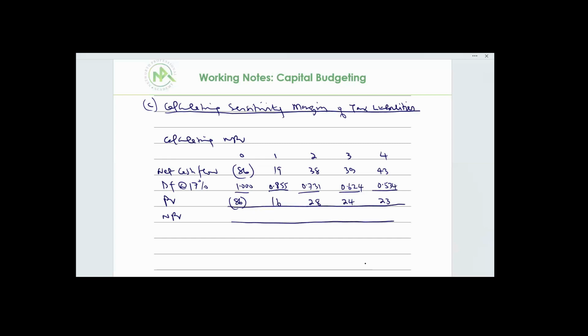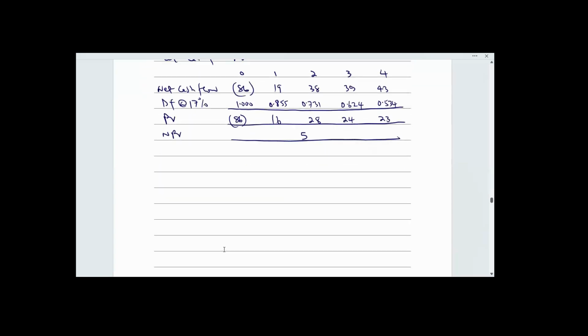Our NPV is positive 5. So with this, now that we have the NPV ready, we need to go and calculate the PV of tax liability. Let us go and calculate PV of tax liability. That should be step 2.